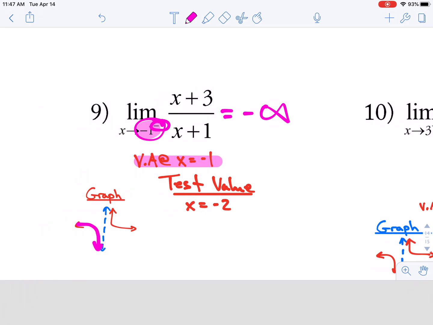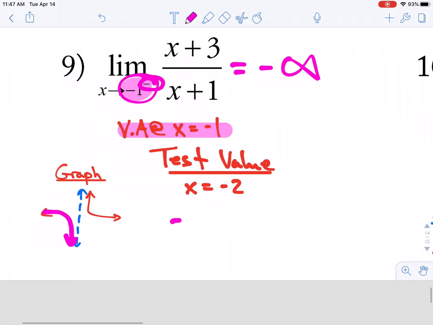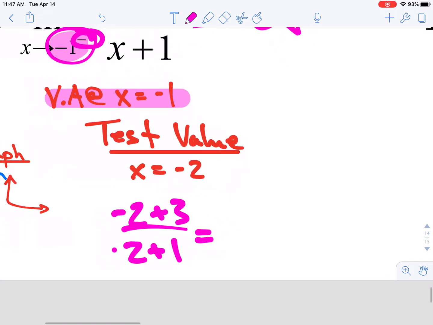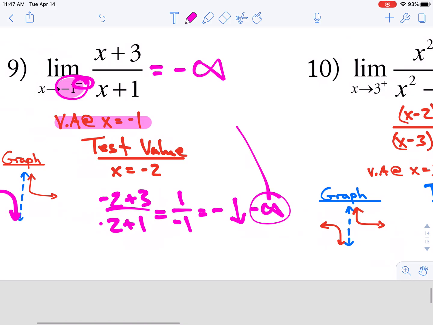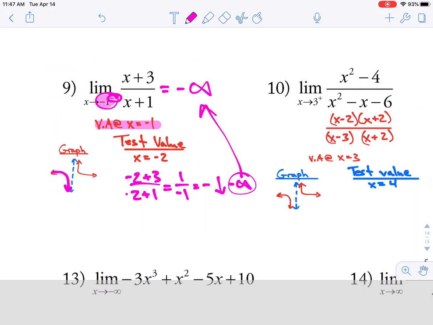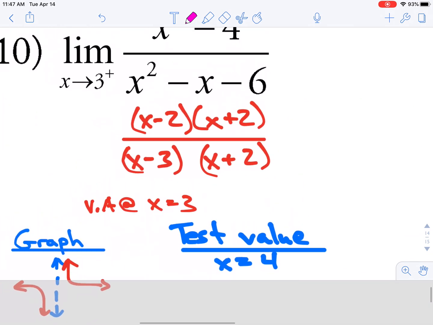The other way to do it would be testing a value. A value to the left of -1 is -2. So if you threw -2 into the function, you get 1 over -1, which is a negative. Now, it's a negative value, which means it's going down, and where is it going down to? -infinity, which is why we got our answer of -infinity. You're just looking at if it's positive or negative for your test value, and if it's negative, it's going down to -infinity, and if it's positive, it's going up to +infinity. Look at example 10.